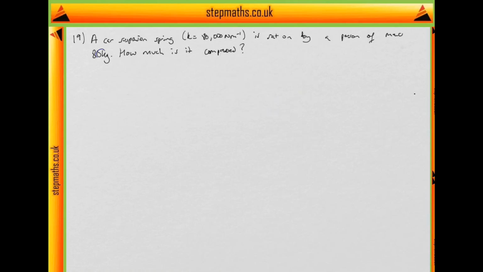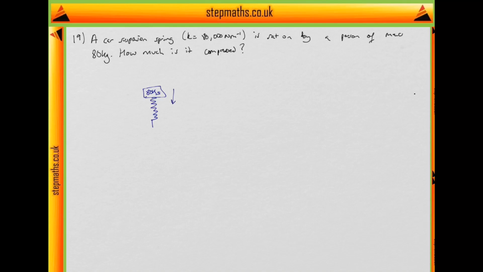So in question 19, we're told that a car suspension is sat on by a person of mass 80 kilograms. We're told that it has a spring constant K of 80,000 newtons per meter, and we're asked how much it is compressed. So let's visualize this. So we have our spring here, and we have some mass of 80 kilograms. And we know that when it's placed onto the spring it will produce enough force to balance the weight of the object. So basically there'll be an equilibrium in the system when the system comes to rest.